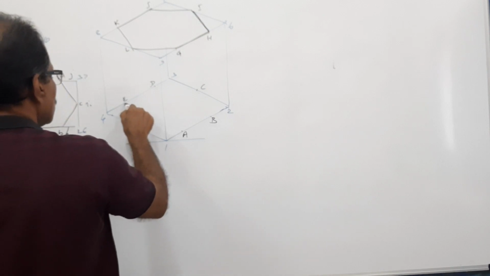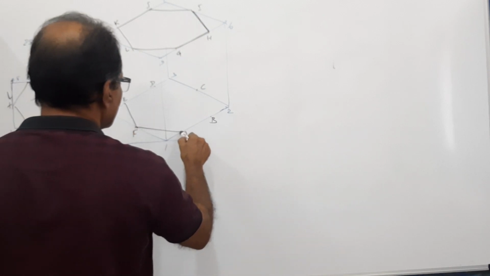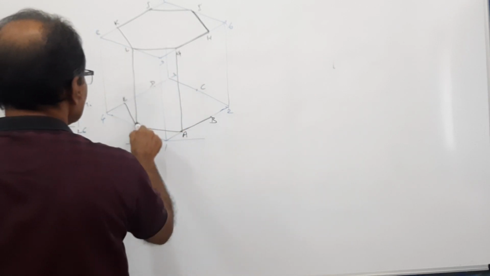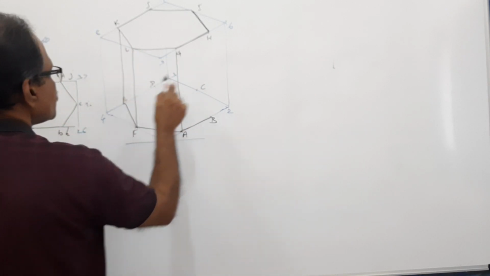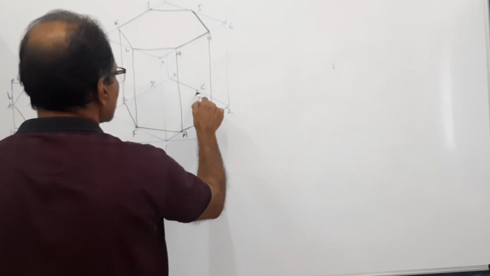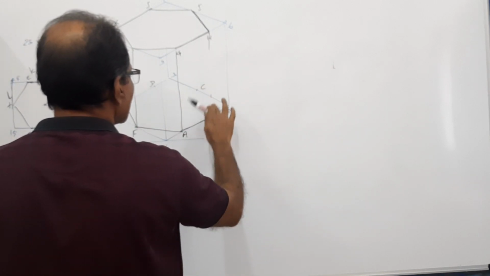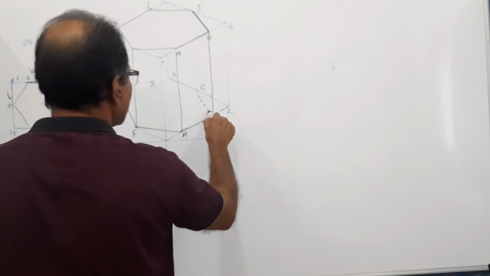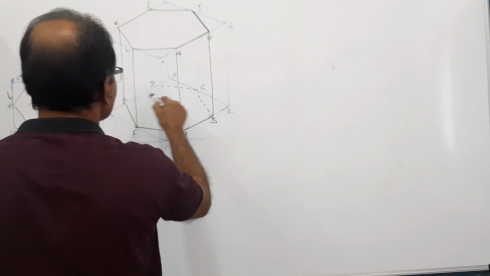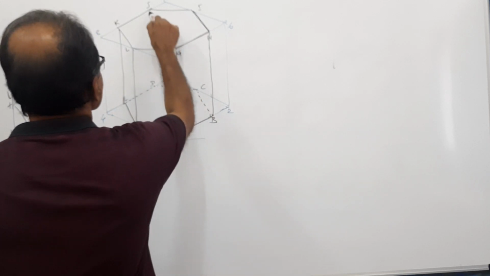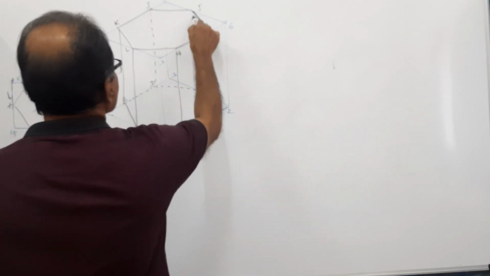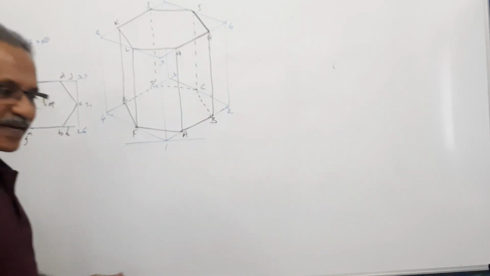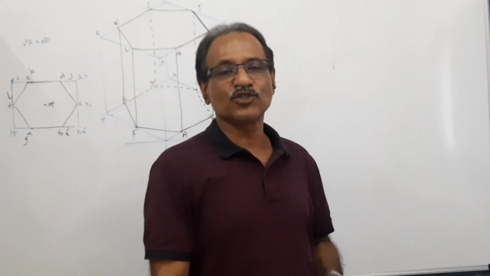Agreed? This will be visible. Firm. This will be visible. This will be visible. This is dotted. This is dotted. And this is dotted. You have completed the vertical prism, hexagonal prism standing on its base on the ground.